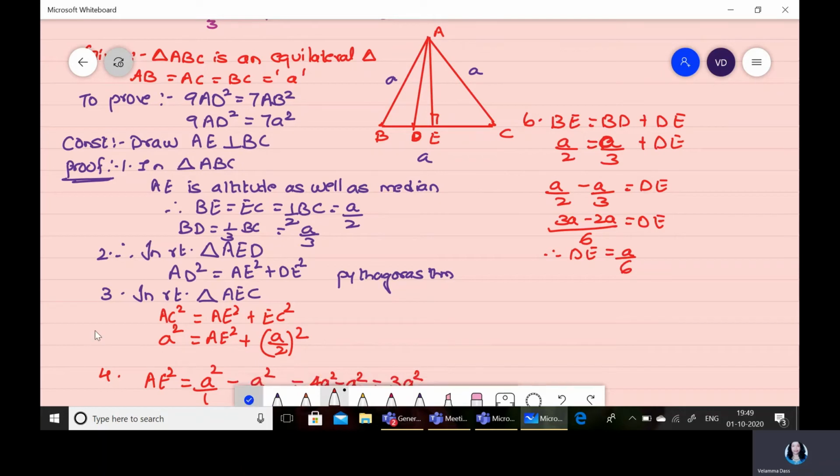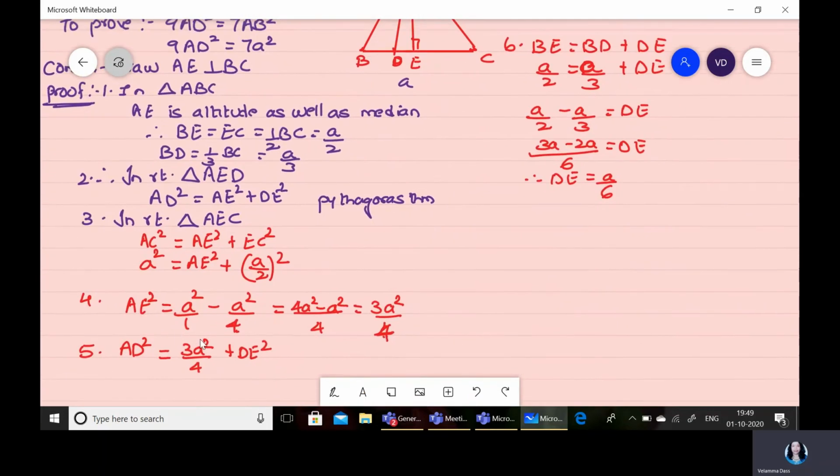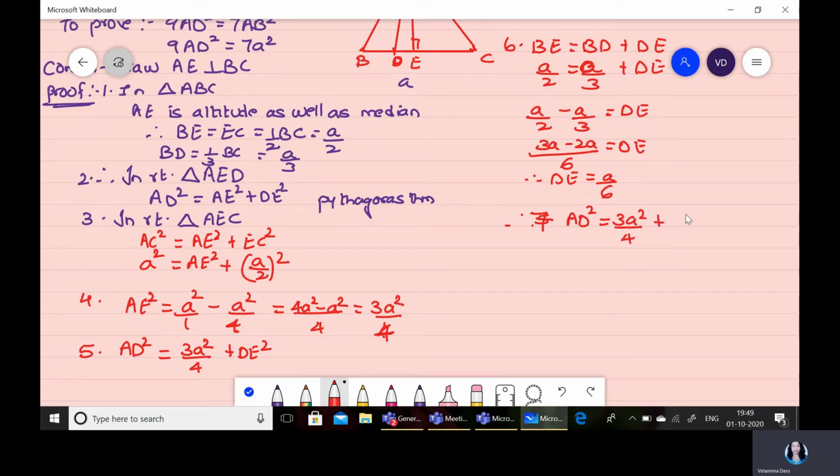Once we get the value of DE as A upon 6, can we substitute here and get it? So here we can find AD square equals to, so 5th one we can substitute, sorry, this is 7th one. So we can say AD square equals to 3A square upon 4, and here instead of DE square, sorry, this is DE. So here we can write A upon 6 the whole square. This you can say from 5 and 6. So let's solve further. So we'll get AD square equals to 3A square upon 4 plus A square upon 36.